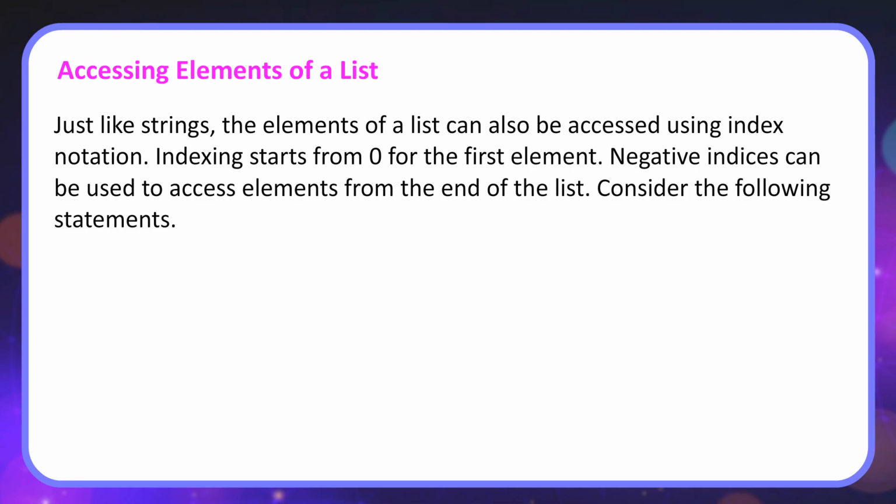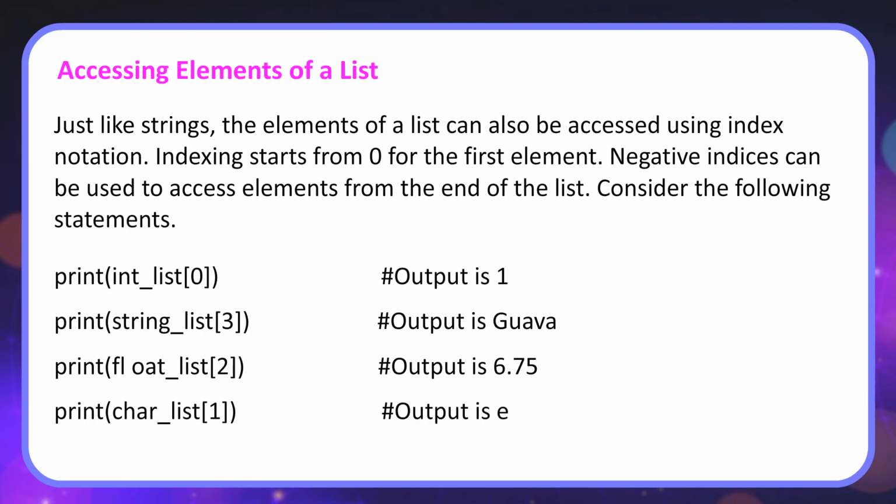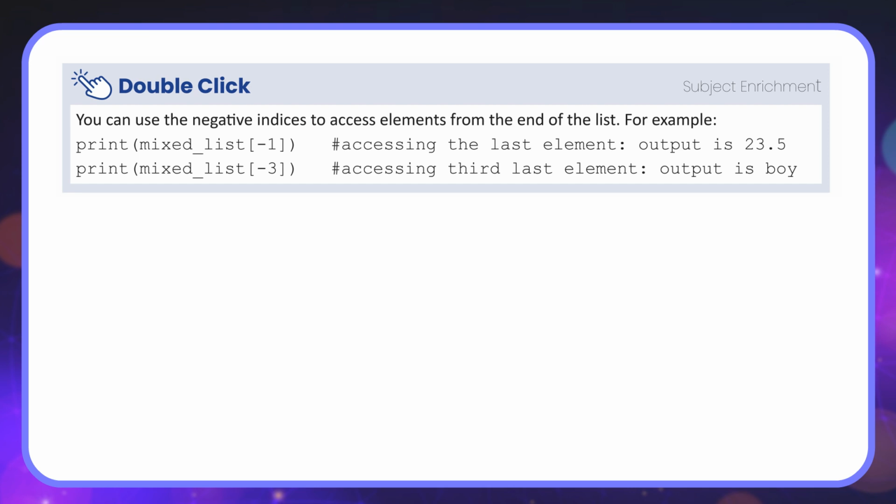Just like strings, the elements of a list can also be accessed using index notation. Indexing starts from 0 for the first element. Negative indices can be used to access elements from the end of the list. Consider the following statements. print(int_list[0]): output is 1. print(string_list[3]): output is guava. print(float_list[2]): output is 6.75. print(char_list[1]): output is e.